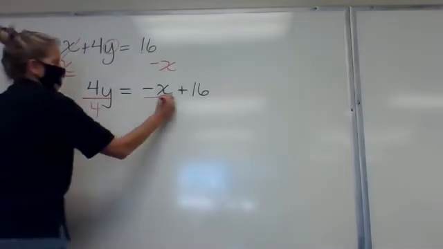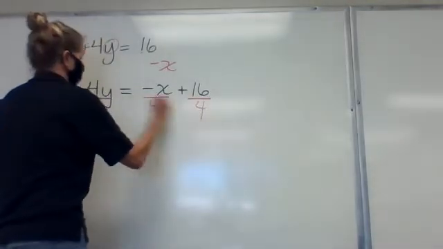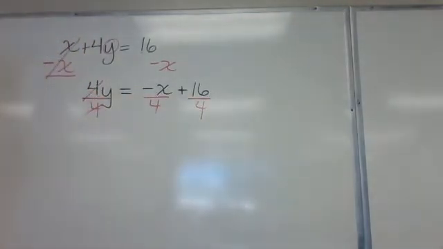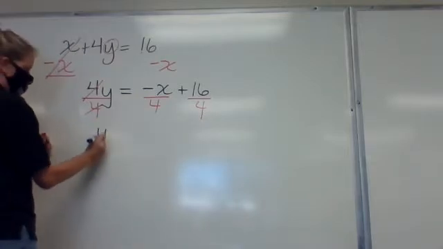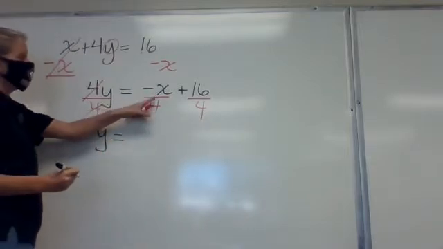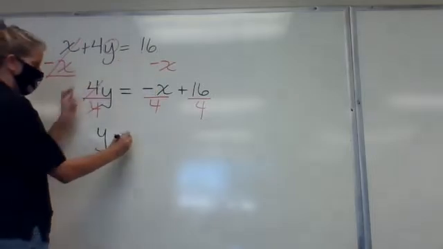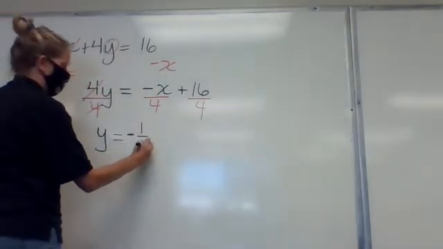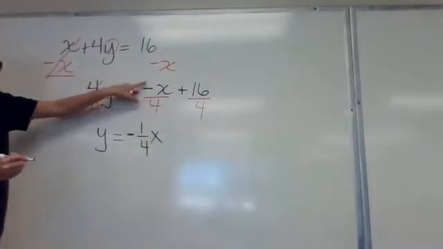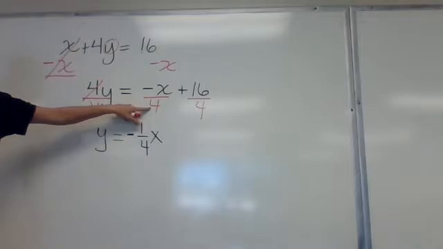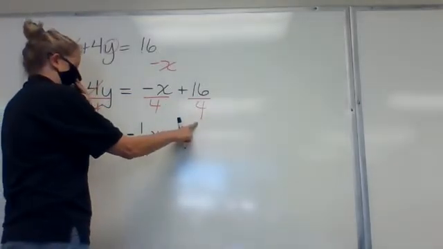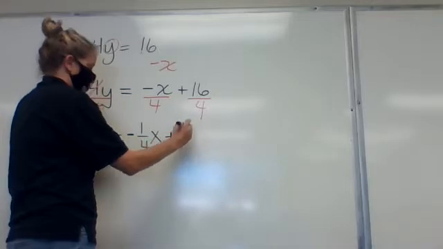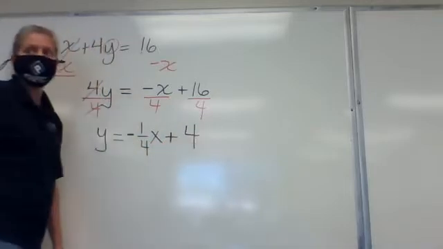4. Everybody by 4. So y equals... Oh, so your slope is going to be negative 1/4. Good, because that's a negative 1 in front of that x. So I have negative 1 over 4x. And then your y-intercept is going to be 16 over 4. Which is what? What is 16 divided by 4? 4.